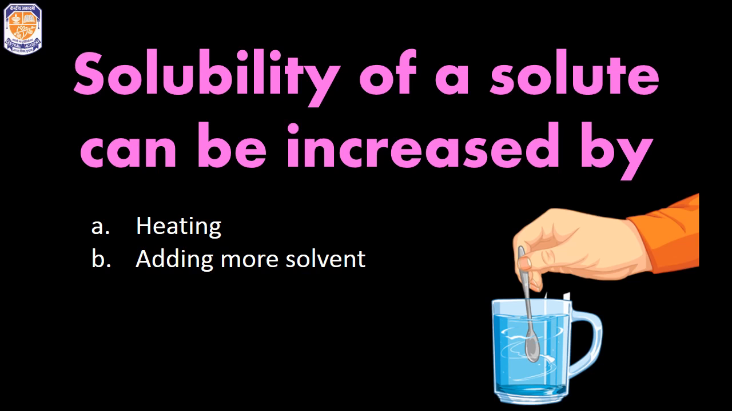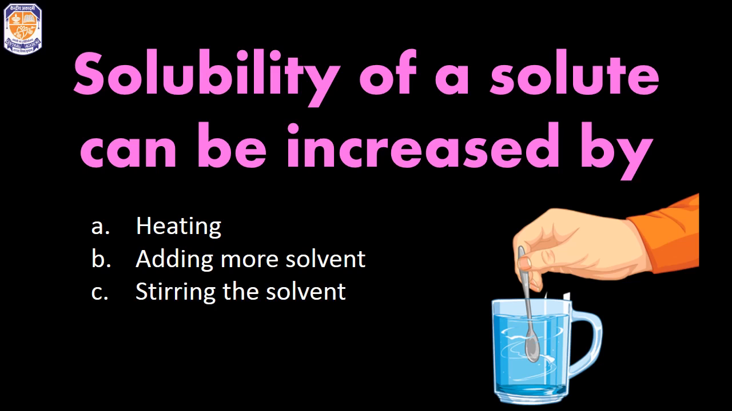The next method to increase the solubility is by adding more solvent. For example, you are adding sugar in water and you have added a good amount of sugar. As a result, now the water has become saturated. Now whatever sugar you are adding, instead of dissolving, it is getting settled at the bottom. So what you can do is add more solvent. You can add some water into it, and then the extra added sugar will be able to dissolve in it.